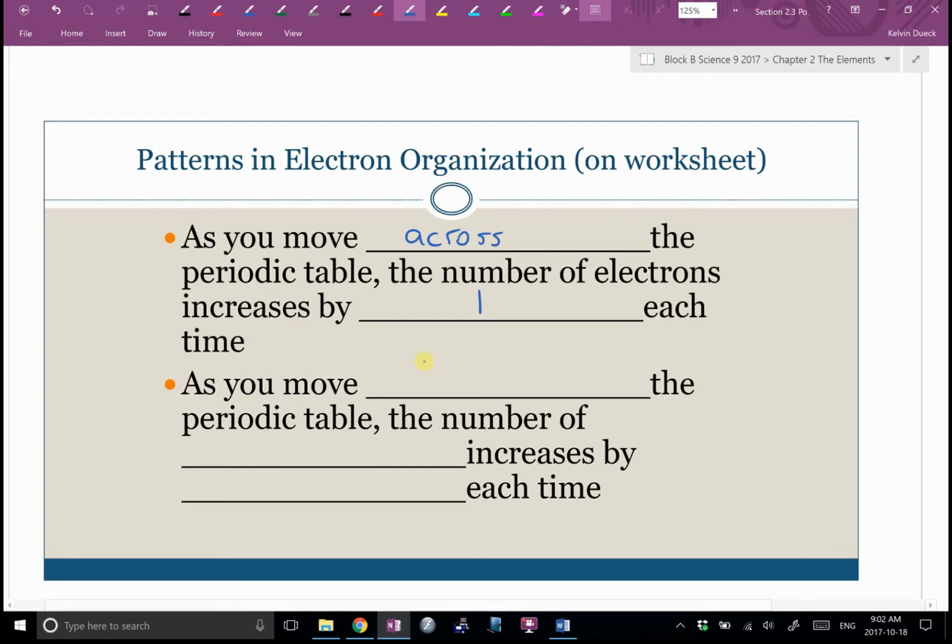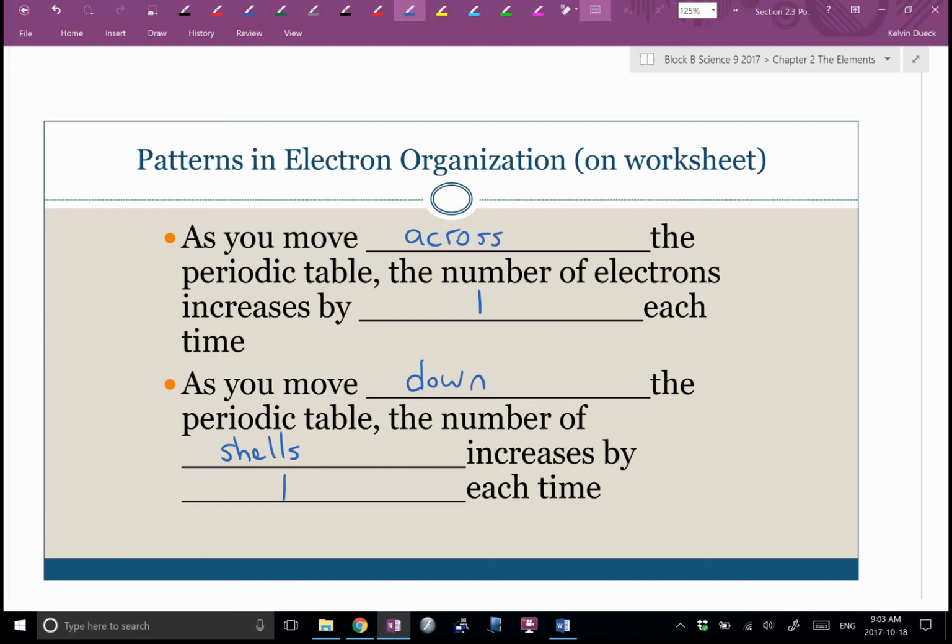As you move down the periodic table, the number of electron shells increases by 1. You get one whole shell each time. That's why potassium, find potassium on your periodic table. Element number what? 19. That's why it has to be at the beginning of the first row. We couldn't stick it on the end next to argon. That wouldn't make sense because it started a whole new shell.